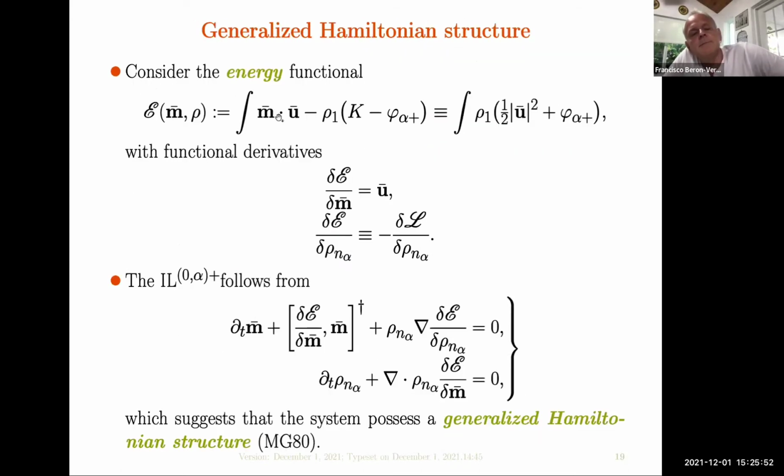So this boils down to writing an energy somehow. There's a new function here that depends on m rather than u, and you can take variational derivatives and write the equations of motion like this. And this suggests a generalized Hamiltonian structure for the generalized model that I'm describing here. The idea of a generalized Hamiltonian formulation of fluid dynamics was, to the best of my knowledge, introduced by Morrison and Greene in 1980.